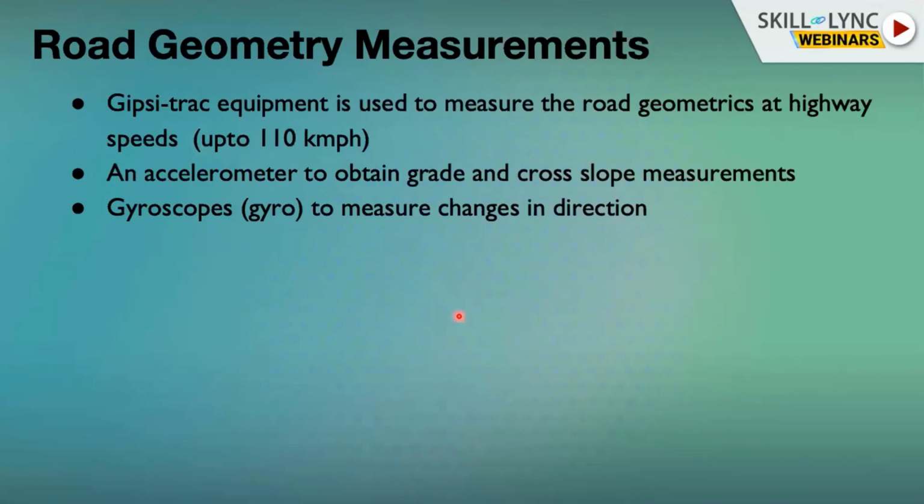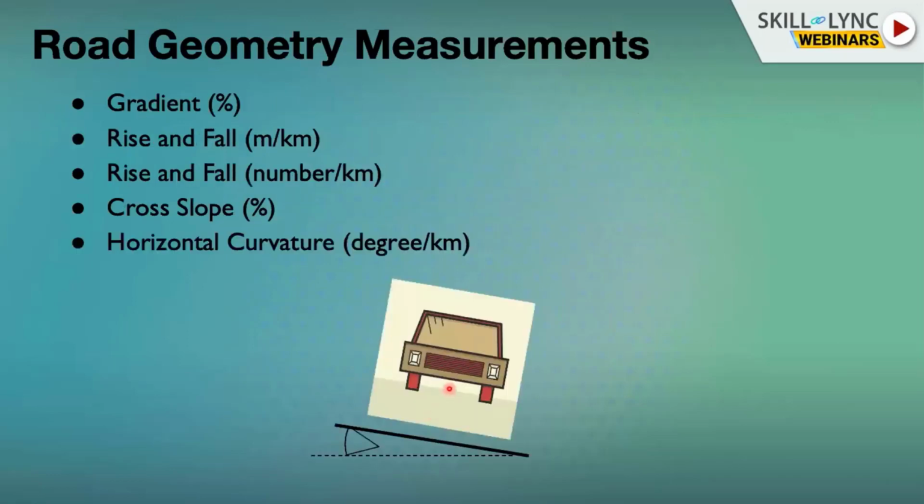I've already told you that Gypsy Track is a combination of gyroscopes and accelerometers. These are sensors basically present in aircraft. For maneuvering of the aircraft, they use these sensors. The same sensors are used in this automated road survey system, and it will measure, for example, when you are negotiating a curve, your vehicle will not be in a straight position, so it will bend somewhat.